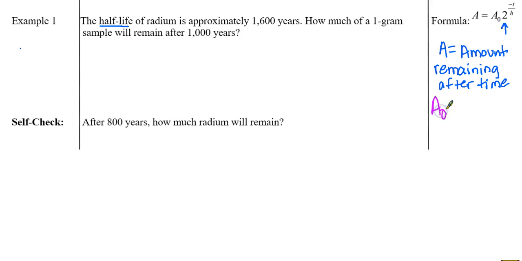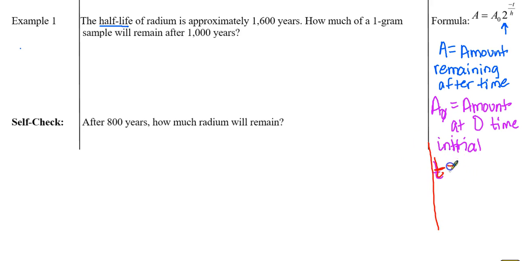A sub 0, sorry, that's A sub 0, is the amount at 0 in time. So that's the starting amount or your initial amount, but it's at time 0. No time has passed. It's your starting amount. And then T, I'm going to do that in red.